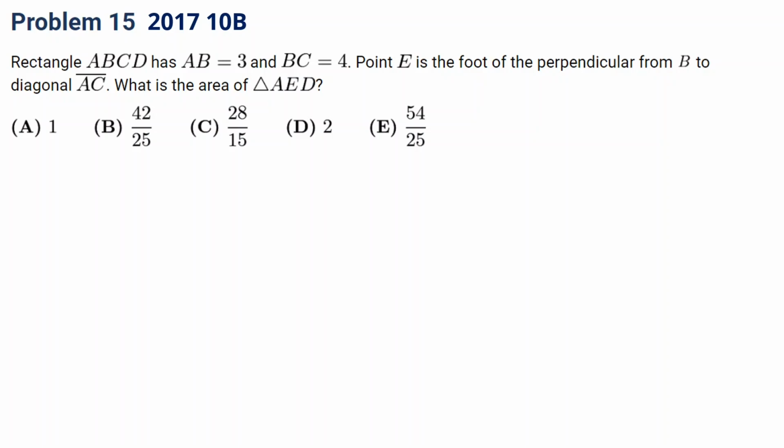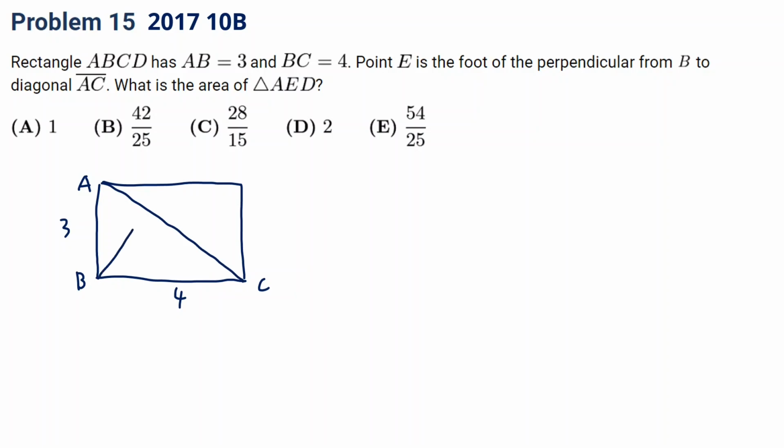A rectangle ABCD has AB equal to 3. So A, B, C is 3, 4. Point E is the foot of the perpendicular from B to diagonal AC. So this is E. Okay. What's the area of AED? This one is relatively easy.